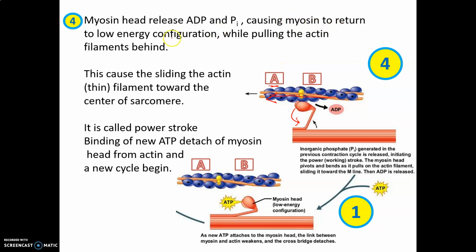Okay, causing myosin to return to the low energy configuration, pulling the actin filaments behind towards the center, basically towards the center. This causes the sliding of the actin towards the center of sarcomere. Dan kalau you nampak kepala dari terlentuk tadi, this called power stroke. Okay, this process is called power stroke. Okay, disebabkan release ADP tadi menyebabkan dia return to the low energy state. Bila dia stroke, bila dia terkiok balik, leher dia terpatah, dia tariklah dia actin ke belakang.